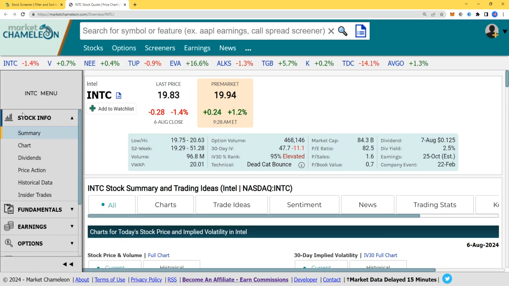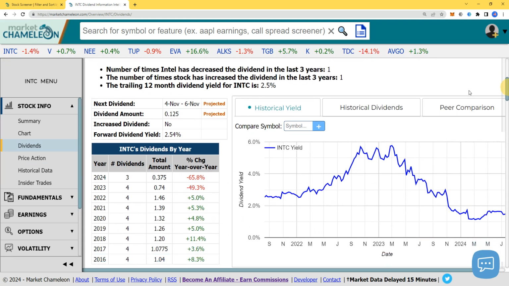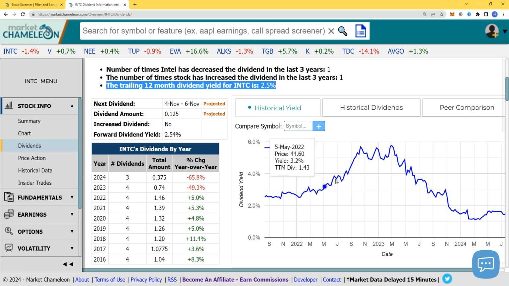If you click on the stock itself, and then click on dividend just to see what's up, that's the number of times they have decreased the dividend in the last 3 years. Number of times the stock increased it: one. The trailing dividend yield is 2.5%. But you see here, that's the company Intel's yield for the dividend. It went up, it went down, and you even see here the increase year over year, 8%, 3%.